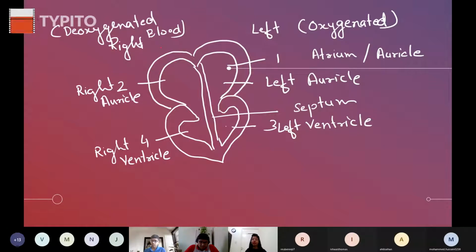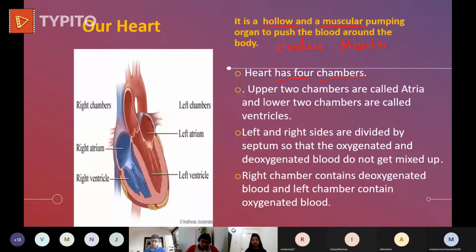And the left side of the heart has the oxygenated blood. It means that the oxygenated blood is coming from the lungs. Okay, the lungs have oxygenated blood and give it to the heart. Now, correct? So now let's see here. The heart has 4 chambers. The upper 2 chambers are called atria, and the lower 2 chambers are called ventricles.